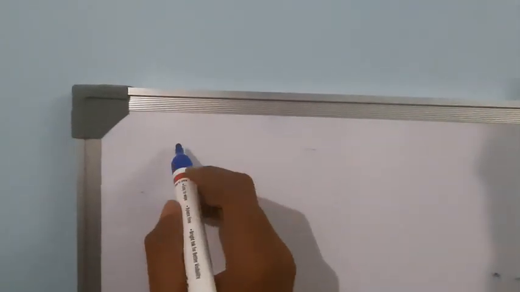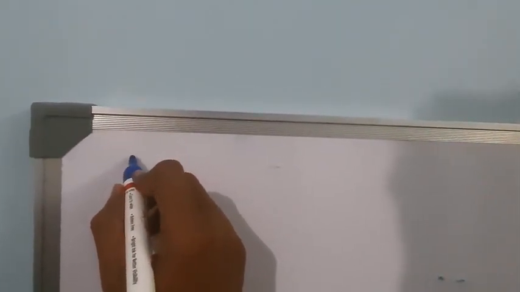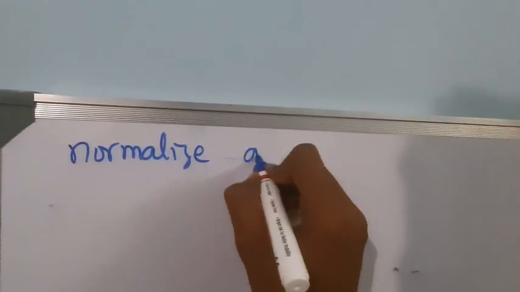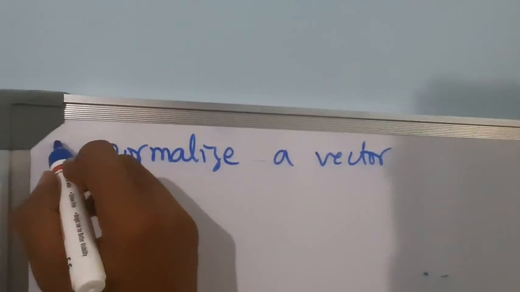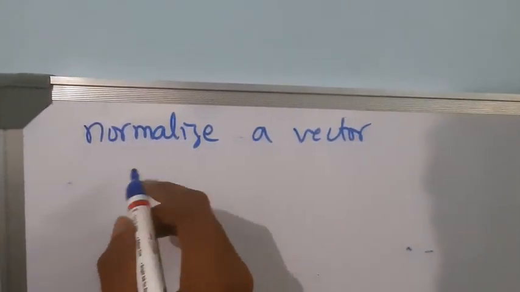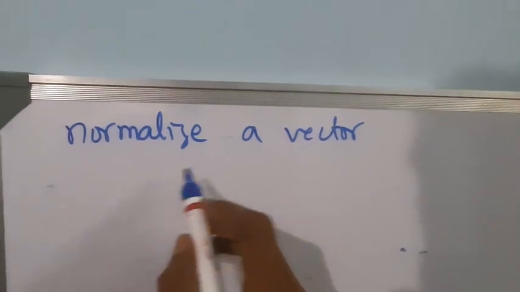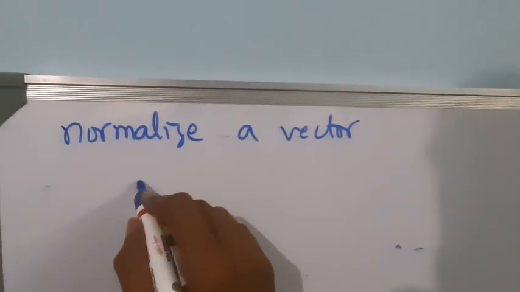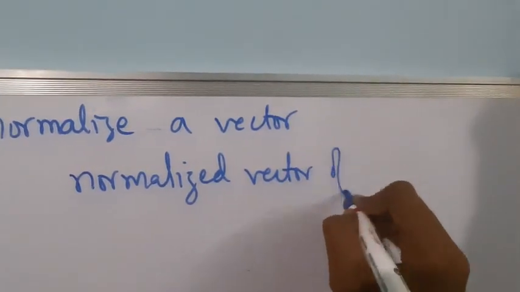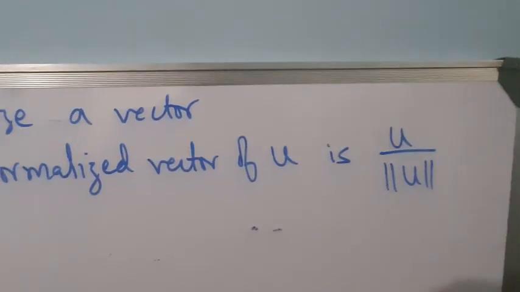Now we need to normalize the three vectors. To normalize a vector, we have to divide by its norm. So the normalized vector of U is U divided by norm U.